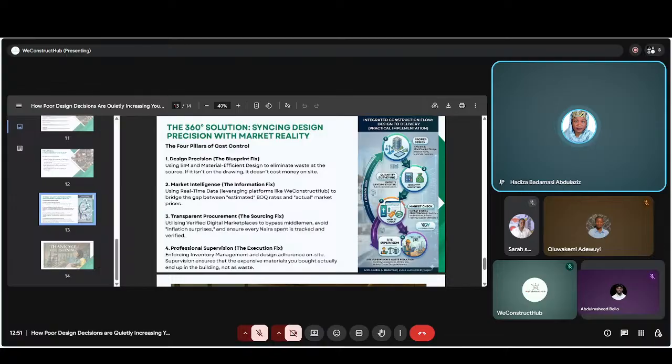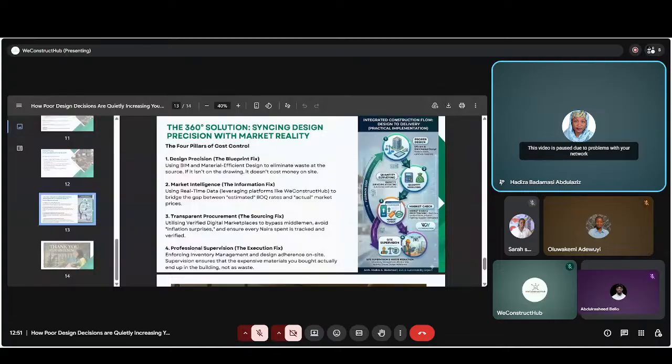In my research into Industry 4.0 and sustainable inventory management, which I have been doing recently, I found out that waste is the biggest enemy of the built environment. When we make poor design decisions, or use outdated price data, we are not just wasting money, we are wasting resources and time. The 360 solution I have shared today is about more than just cutting costs. It is about professional integrity.